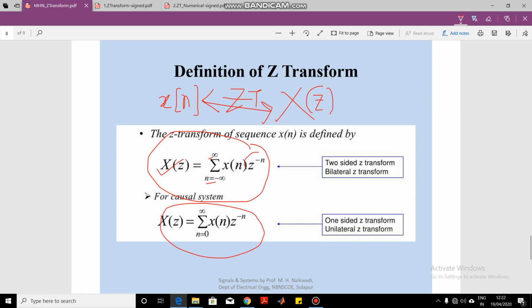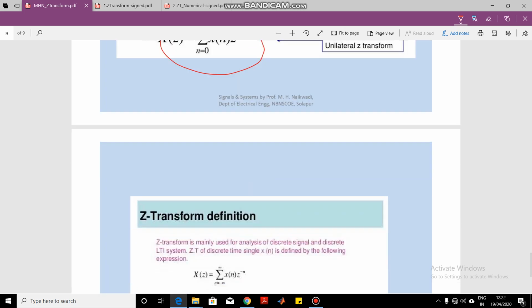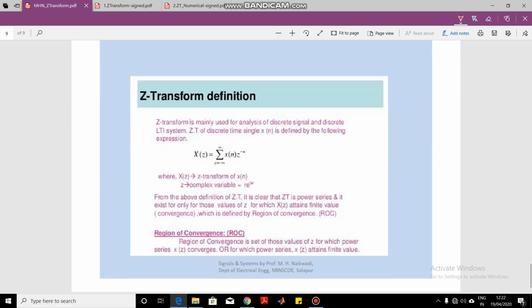And what is this z raised to minus n? Z raised to minus n is called the basis function of the Z transform. What is the meaning of this z? This z is actually a complex variable. The value of z is equal to r e raised to j omega. It is a complex number, where r denotes the radius of the circle and omega denotes the angular frequency. So z is a complex variable, which is the basis function of the transform.